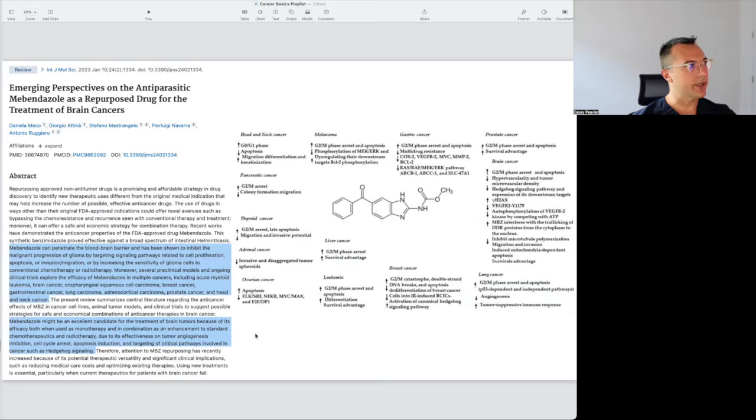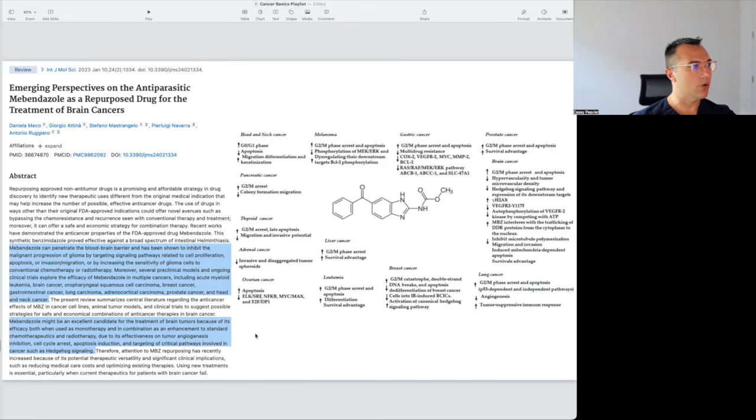The next paper we're going to look at was published in January of 2023 and is titled Emerging Perspectives on the Anti-Parasitic Mebendazole as a Repurposed Drug for the Treatment of Brain Cancers. And it says here, mebendazole can penetrate the blood-brain barrier and has been shown to inhibit the malignant progression of glioma by targeting signaling pathways related to cell proliferation, apoptosis, or invasion and migration, or by increasing the sensitivity of glioma cells to conventional chemotherapy or radiotherapy.